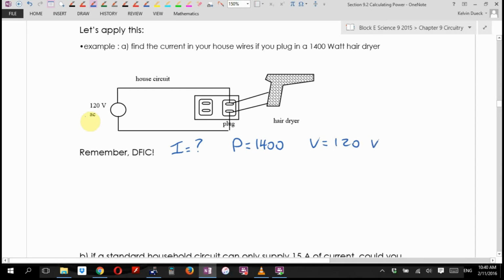By the way, AC stands for alternating current. There's two types of current. There's direct current and alternating current. We'll get into that later.